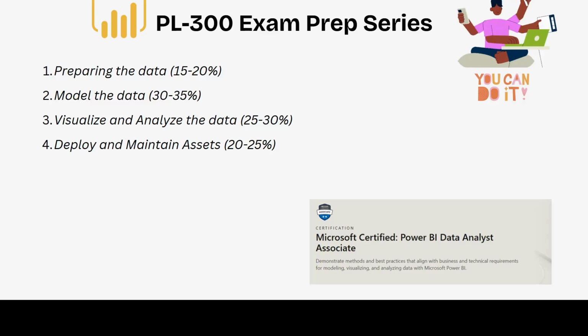So they have categorized it into four parts, and each has its own percentage of value that they will ask questions about. The first part, preparing the data, would have 15 to 20 percent of the exam questions, and modeling the data would be like 30 to 35 percent, and the third part would cover 25 to 30, and the fourth would cover 20 to 25 percent. So overall, the score of these total parts would be 1000, and out of 1000 we need to have the passing score. Okay, the passing score is around 700. So this would be the plan.